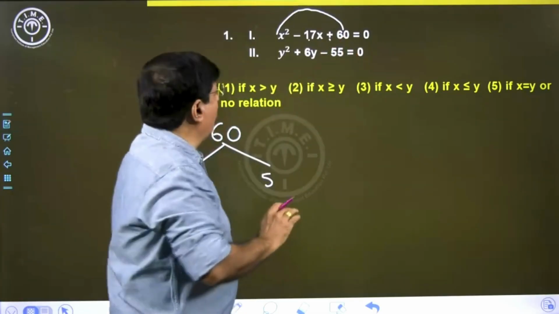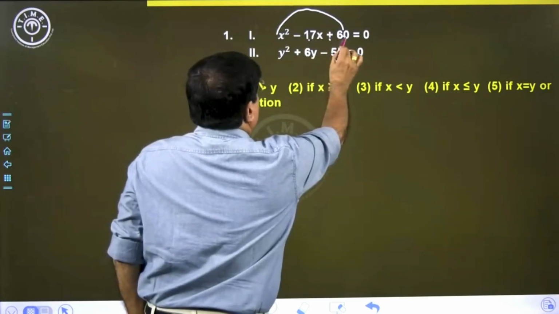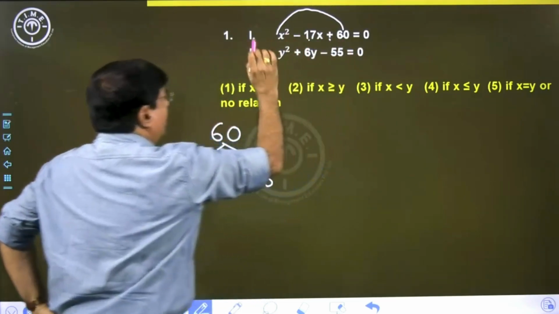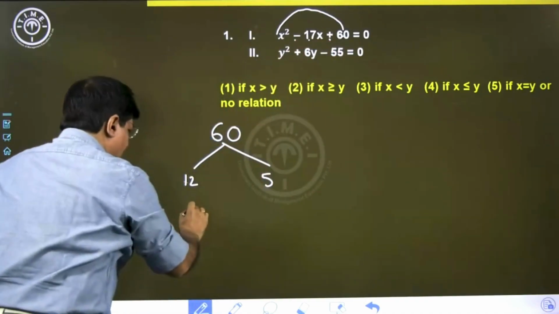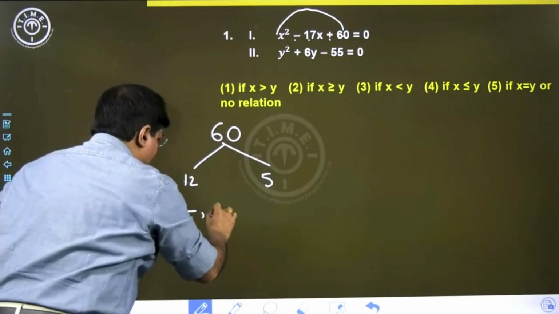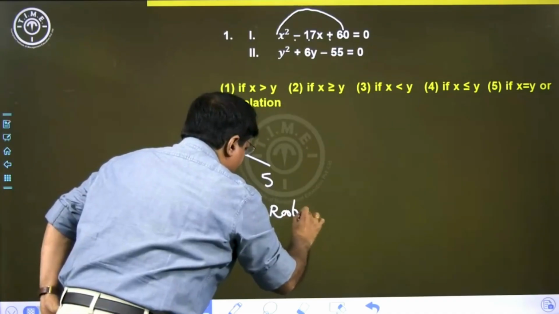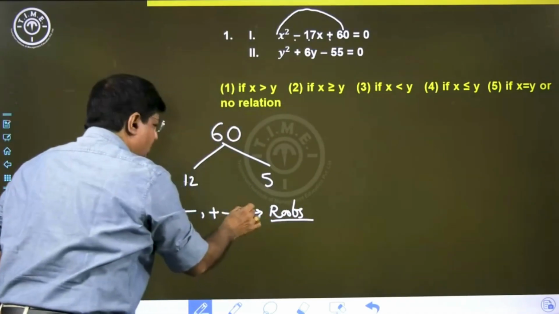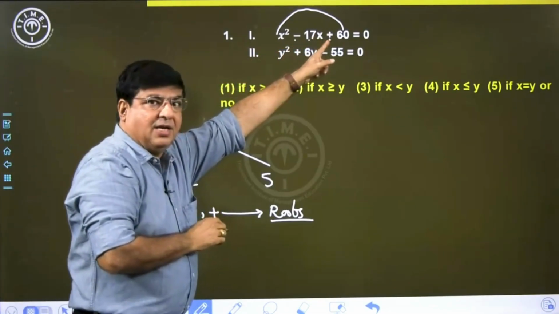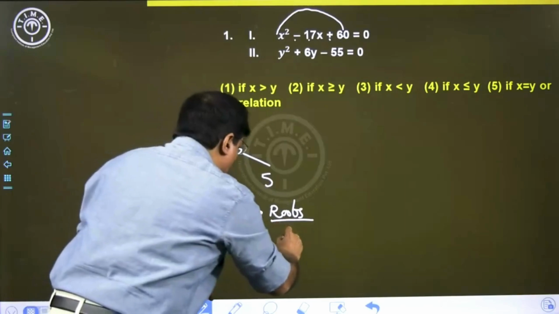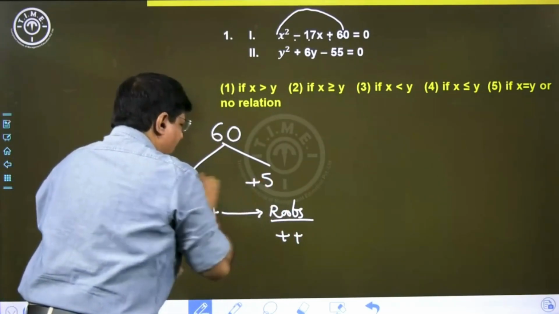Now what are the signs in the equation? The x coefficient sign and the constant sign are minus and plus. So what will be the sign of the roots? When the equation signs are minus and plus, both roots will be plus. So here you have plus 12, here you have plus 5.